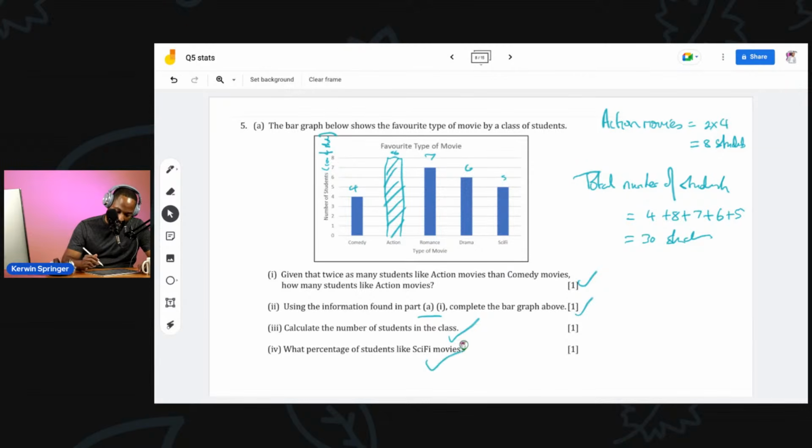And what percentage of students are sci-fi? I wish this question comes for you. I'm praying for this for you. So percentage sci-fi would have to be 5 over 30 multiplied by 100 over 1. How many times 6 is going into 100? 12 point something. 100 divided by 6 is 16.6%. So what percentage of students is that? And we good to go there.